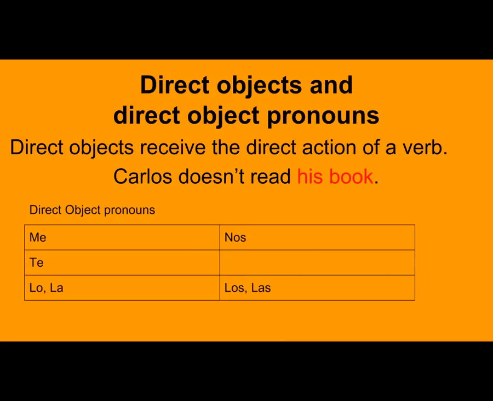If we don't want to say Carlos doesn't read his book and want to say Carlos doesn't read it, we need a direct object pronoun. The direct object pronouns are me, te, lo and la for third person singular, nos, and los and las for third person plural.